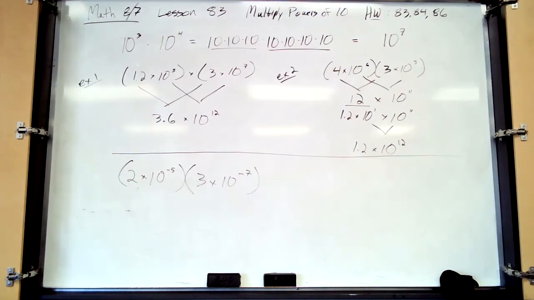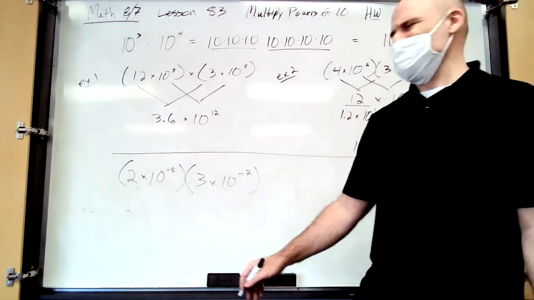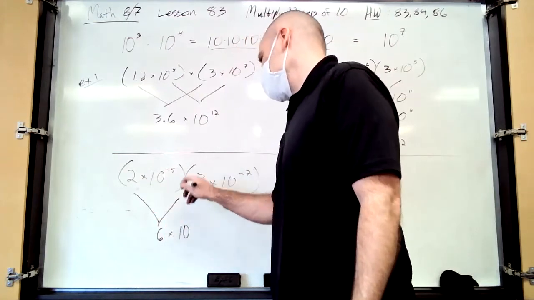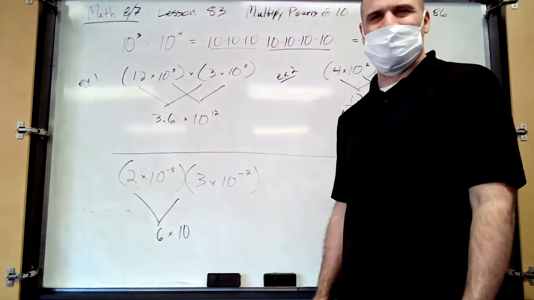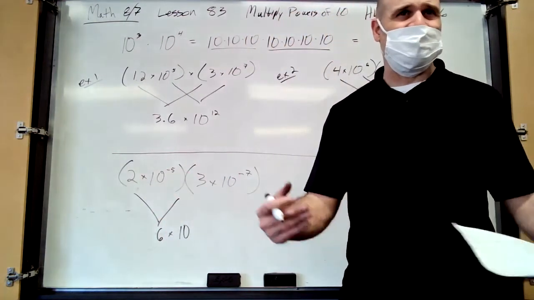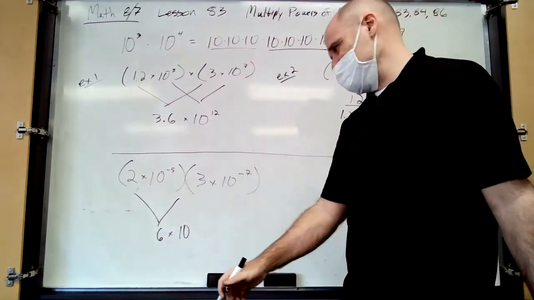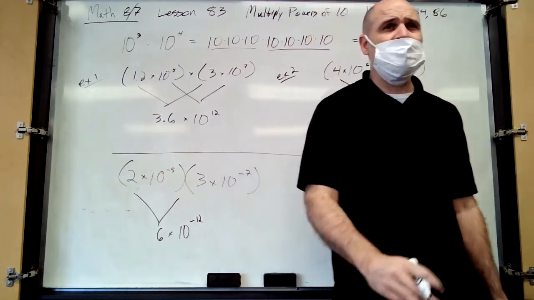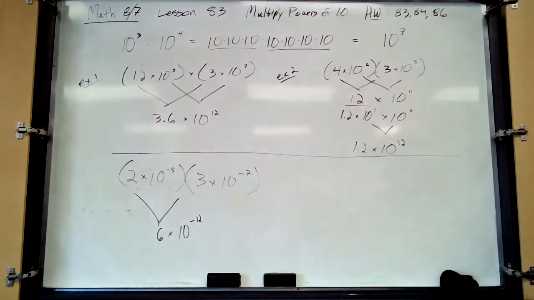That's it. Good job. Because all of you can do this in your head, can't you? So it's just 2 times 3, which is 6, and then 10 to the negative fifth times 10 to the negative seventh. Add 2 negatives together. They become one big negative army. So negative 12. Is that what you guys got in your head? Yeah. All right. Good job.